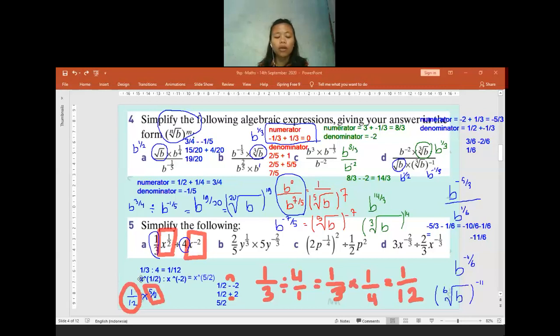A half plus 2, if you get confused, the number 2 you can make into 4 per 2. So a half plus 4 per 2, so 1 per 2 plus 4 per 2 equals 5 per 2. That's why the answer we have is x to the power of 5 per 2.